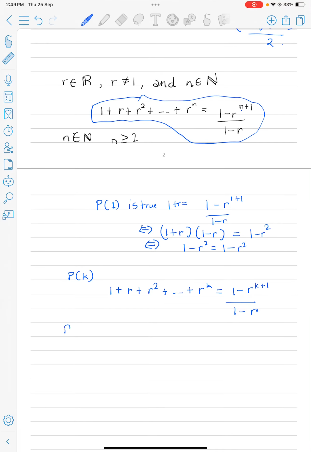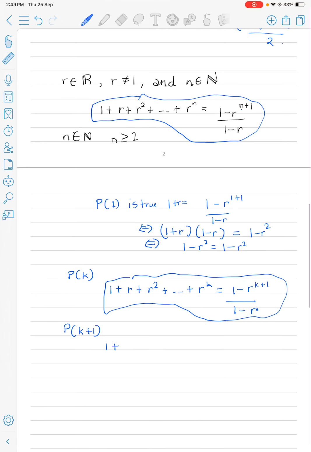Okay. And I want to show that Pk plus 1, this we take to be true. I want Pk plus 1 is true. That is, we have to show this till Rk plus 1 is equal to 1 minus R k plus 2 by 1 minus R. Okay, this we have to show.